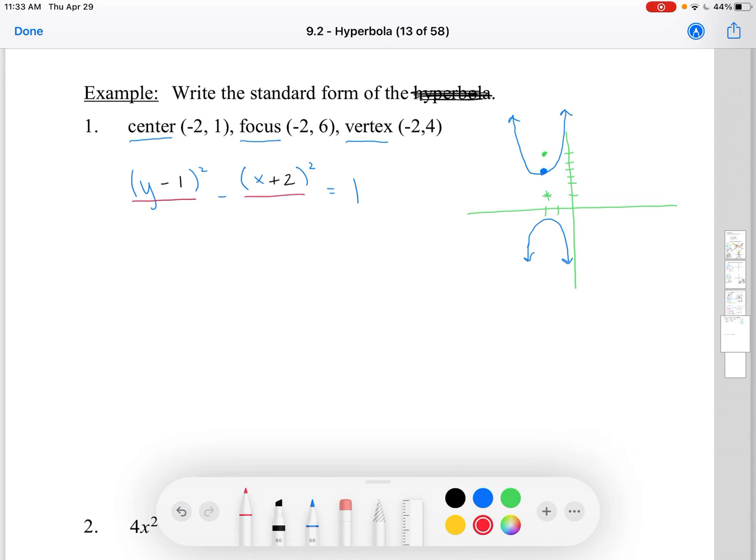Now I am left with finding the denominators. So I need to know my a squared as well as my b squared. Your a squared is always going to be from the center up towards your vertex or your vertices, and then we have to square that. So if I were to count from my center up to the vertex, I have a total of 3 units. And when I square that, I'm going to get 9. That 9 is going to fall underneath my y minus 1 squared.